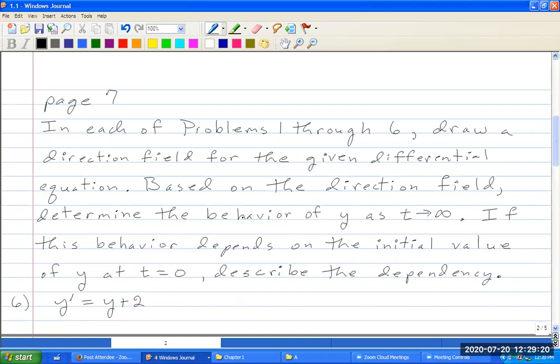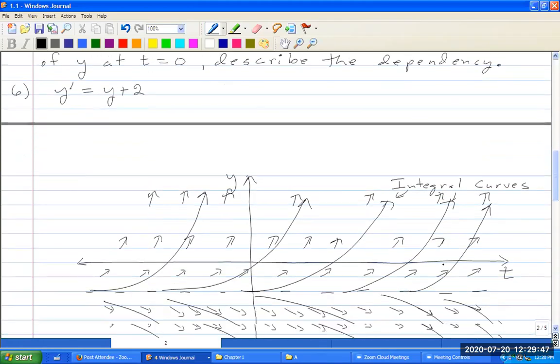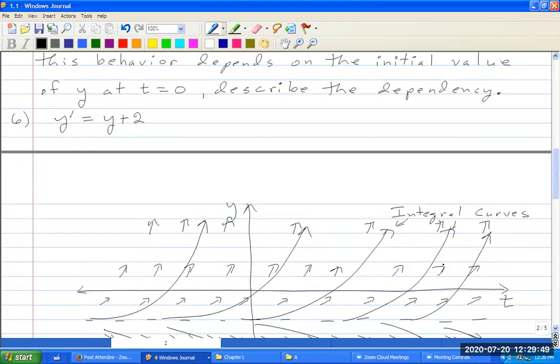Okay, so page number 7. In each of the problems 1 through 6, draw a direction field. For the direction field, determine the behavior of y as t goes to infinity. If this behavior depends on the initial value of y at t equals 0, describe the dependency. So I have here y prime equals y plus 2.